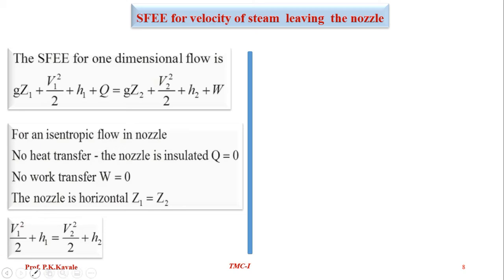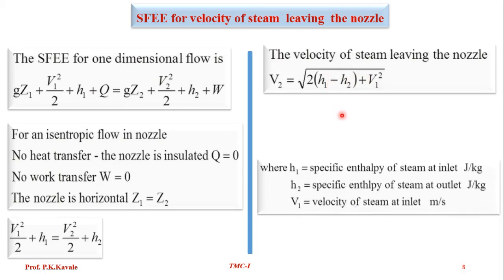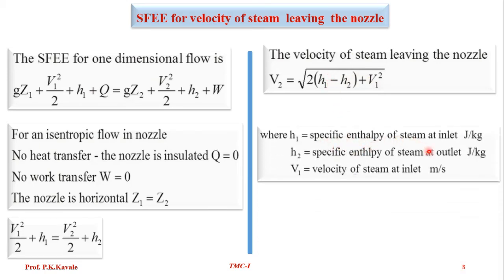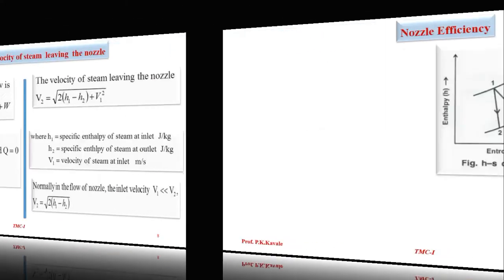So the final steady flow equation applies, and this becomes this. We are interested in V2, the exit velocity. So this is the equation for exit velocity. H1 is the specific enthalpy of steam at inlet, H2 is the specific enthalpy of steam at outlet, V1 is the velocity of steam at inlet. Normally the inlet velocity is very small compared to V2, that's why we neglect it, and this is the equation of exit velocity.